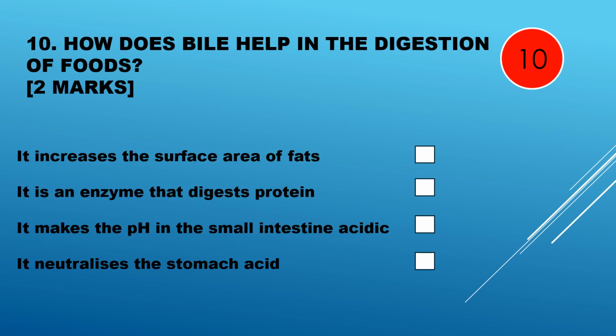Question 10. How does bile help in the digestion of foods? Does it increase the surface area of fats? Does it contain an enzyme that digests protein? Does it make the pH in the small intestine acidic, or does it neutralise the stomach acid? Bile increases the surface area of fats and neutralises the stomach acid.